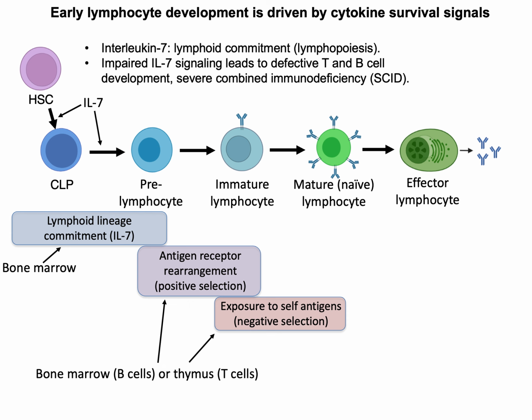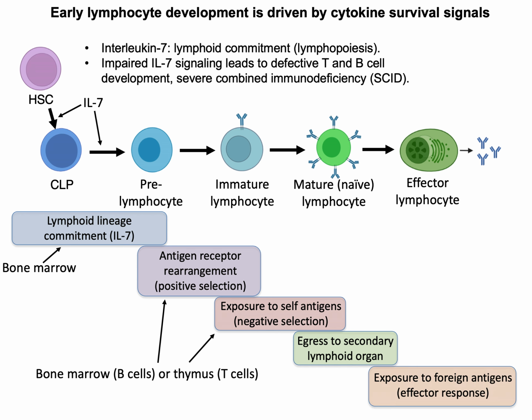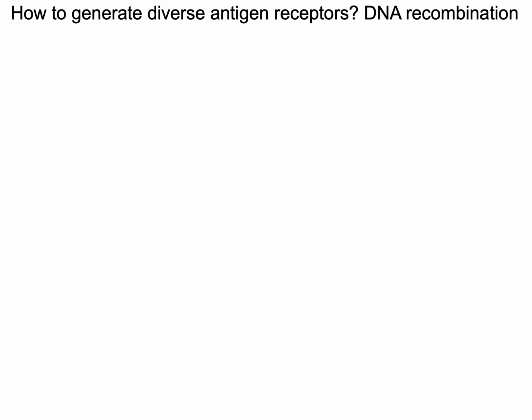Also, in the bone marrow for B cells or in the thymus for T cells, committed lymphoid precursors undergo antigen receptor rearrangement, a process termed positive selection, and are eliminated if they are autoreactive to self-antigens, a process termed negative selection. After this, these mature but naive lymphocytes can egress to secondary lymphoid organs, where if they are exposed to a foreign antigen they can differentiate into effector or activated lymphocytes that mediate their antipathogen responses.